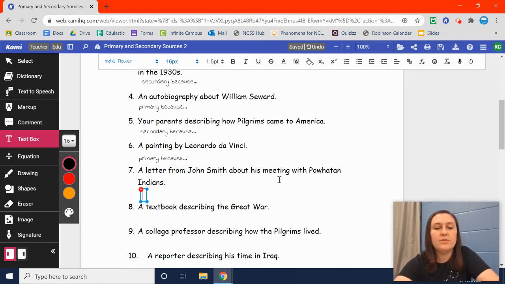And number 7, a letter from John Smith about his meeting with Powhatan Indians. So John Smith, we will get to that briefly in class. He went and he met with the Powhatan Indians, the Native American group. He is telling about that in a letter. That's a primary source.